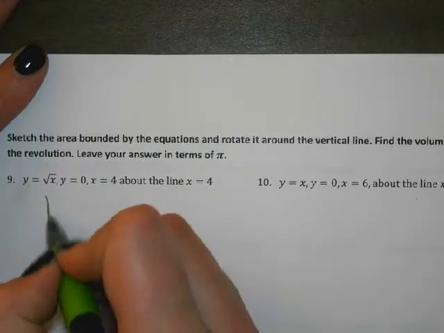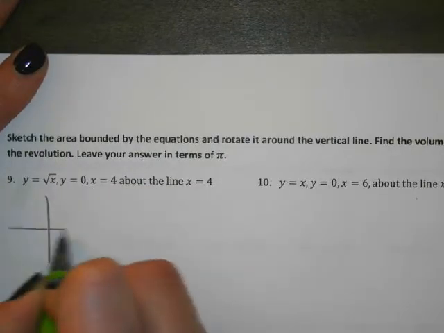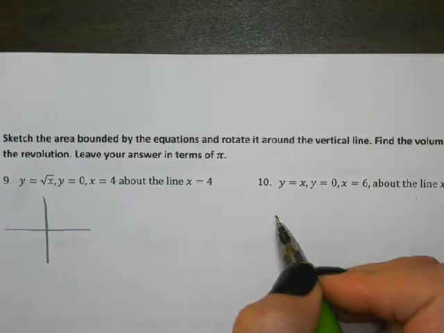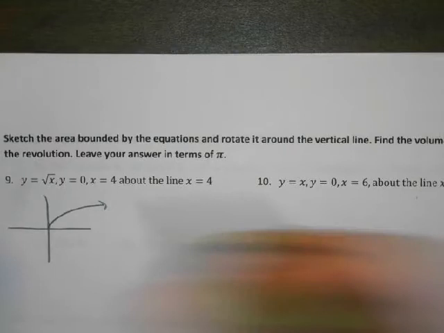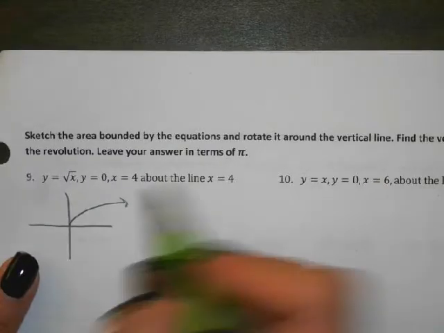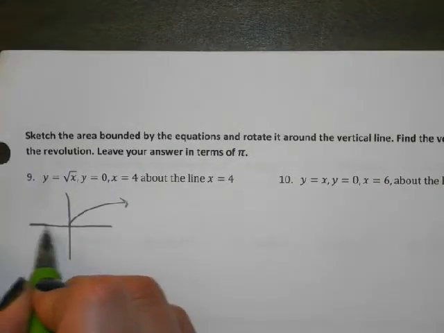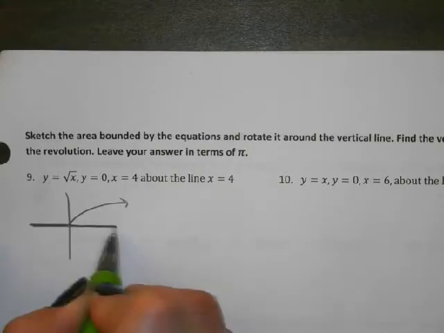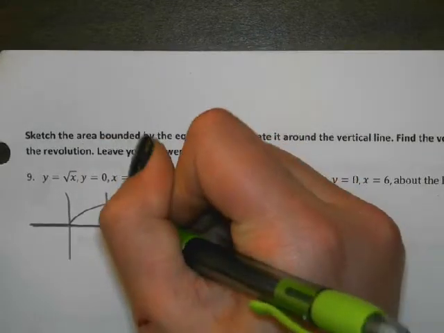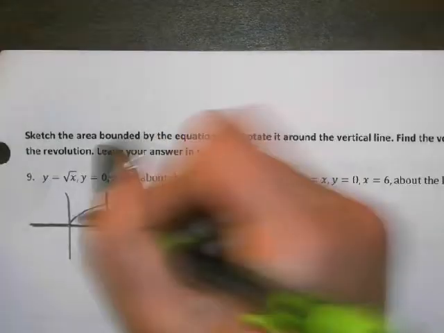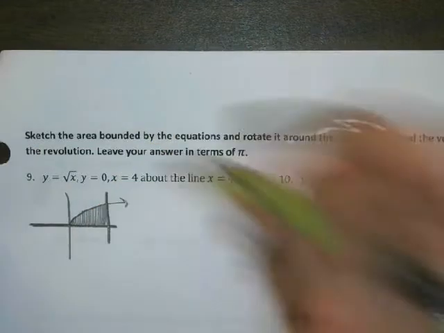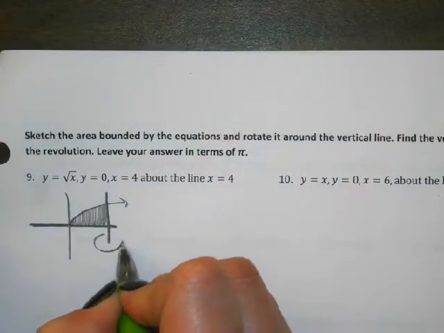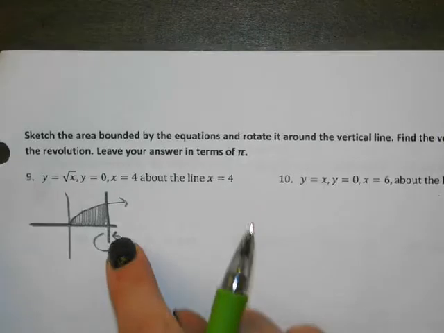Okay, so if we set this up, we have the graph y equals the square root of x. Does anyone remember what a square root graph looks like? Like that? Yep, goes up like this. So we have a square root graph. We have the line y equals 0, which is the x-axis. And we have the vertical line x equals 4. So that's this right here. And we're going to rotate it around this axis. This is our axis of symmetry.